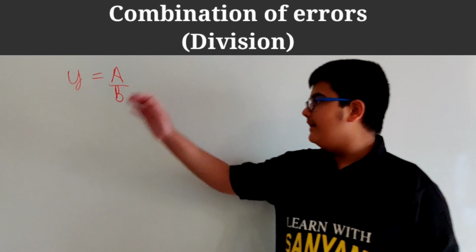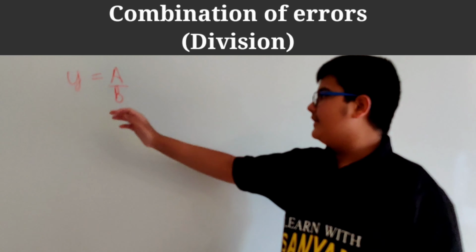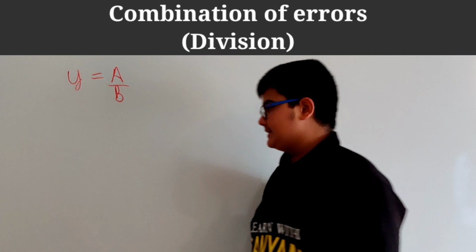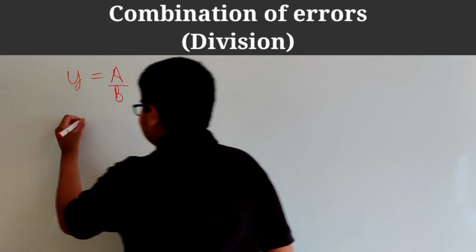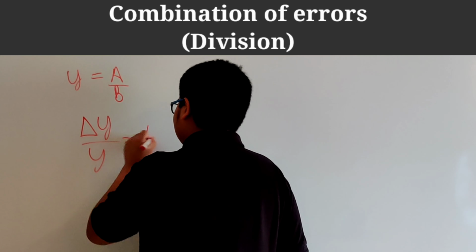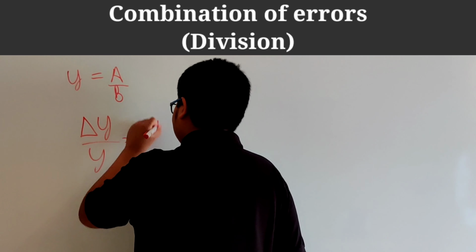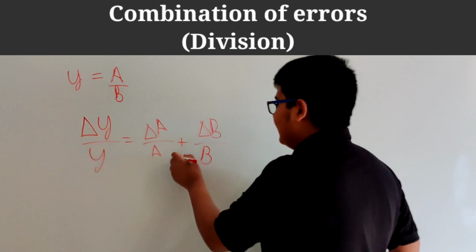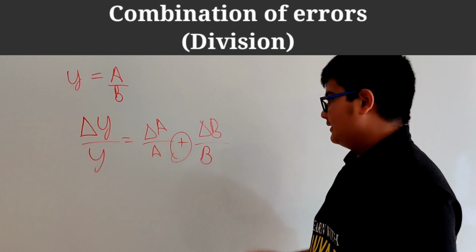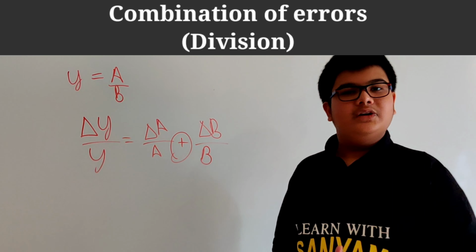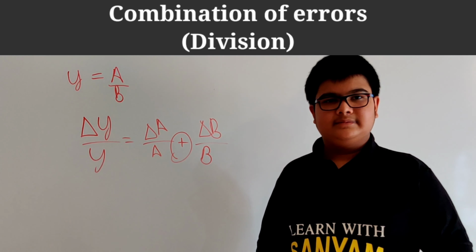So this equation will represent the amount of error in that. Now we have to find the error in division. Here we are given an equation y is equal to A upon B, and we have to find the amount of error in this. For this, again we will take the fractional change, that is delta y upon y is equal to delta A upon A plus delta B upon B. Again we will place only the addition sign between them. No subtraction sign will come, just the addition sign. So it is somewhat similar to the multiplication method.